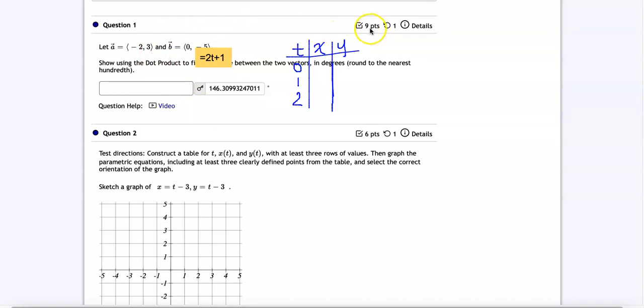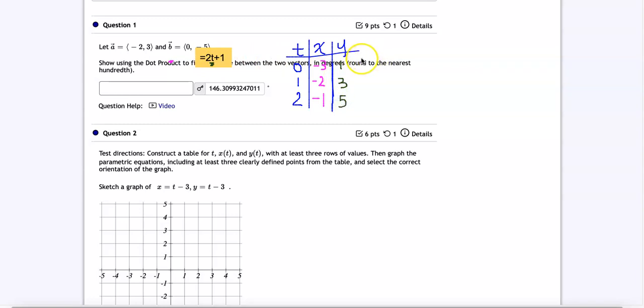For this next problem, we are to construct a table for t, x, and y with at least 3 rows of values. I recommend you use some easy values like 0, 1, and 2. I changed this problem a bit because in the original one, x and y were identical. Plug in 0, 1, and 2 for t in the x equation, and you get -3, -2, -1. Next we do the same thing for the y equation. 2 times 0 plus 1 is 1. 2 times 1 plus 1 is 3. And 2 times 2 plus 1 is 5.